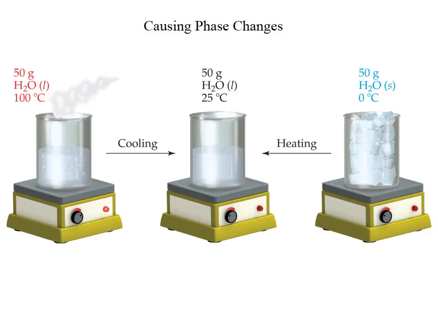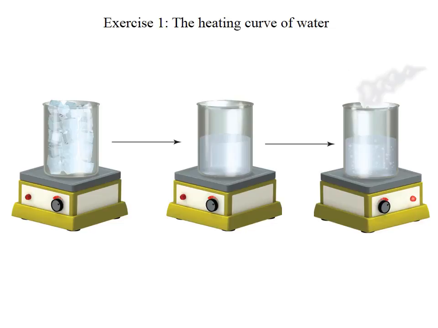And also remember that we can cause phase changes by either heating or cooling. So we're going to talk about heating curves, but at the end we're also going to talk about cooling curves. So the exercise you did in lab was to create the heating curve for water. And so you took ice and you filled it with water, and mostly that was just so that the thermometer could get an accurate temperature reading.